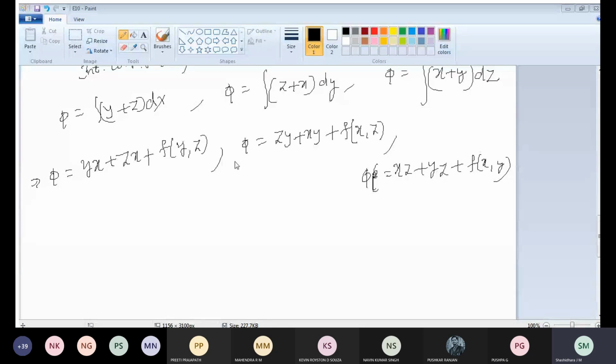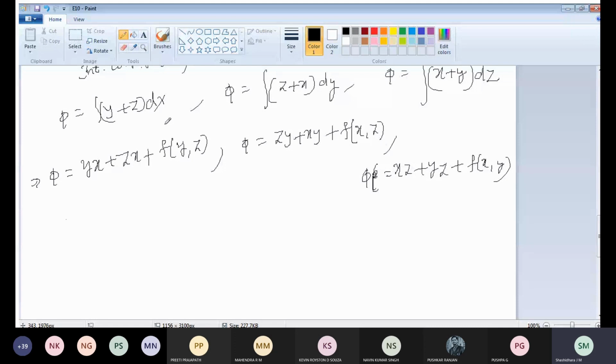Okay, then observe carefully. Why am I writing f of y comma z in the first integrating condition instead of a constant? I have already told you, we're integrating with respect to x, so y and z are constants. In place of the integrating constant, I have taken f of y comma z. So f of y comma z is also a constant with respect to x, while integrating with respect to x. That's what I have taken in place of the integrating constant.